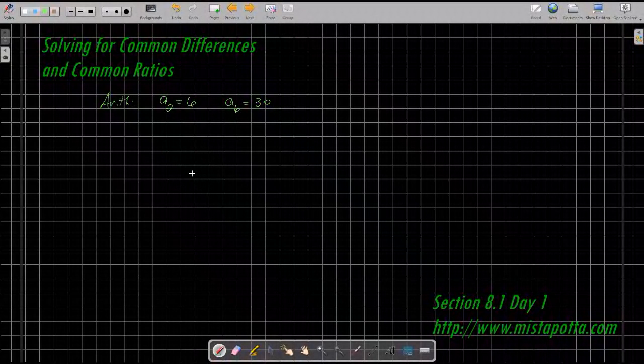Well, remember that this is the second term of the sequence. This is really my first term plus my common difference. And if this is the 6th term of my sequence, this is really my first term plus 5 of these common differences. And so that means that 4 of these common differences, the difference between these has to be the difference between these values, which is 24. And so I can determine my common difference is 6. And so now I also know what my initial term has to be.